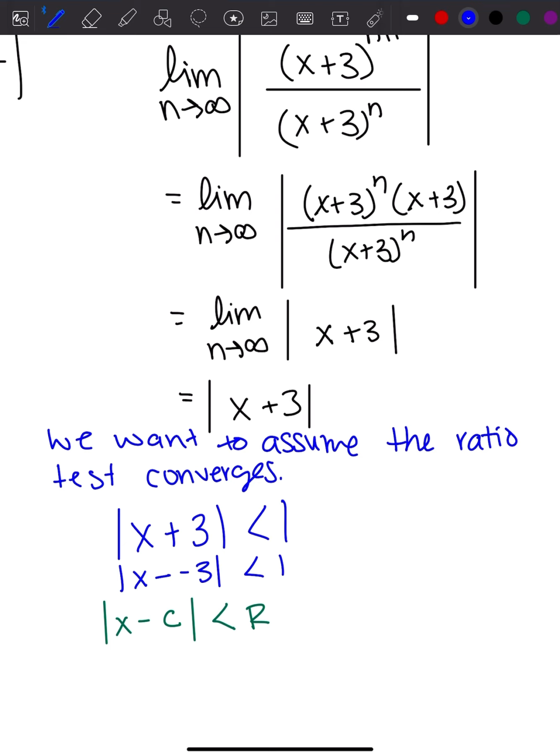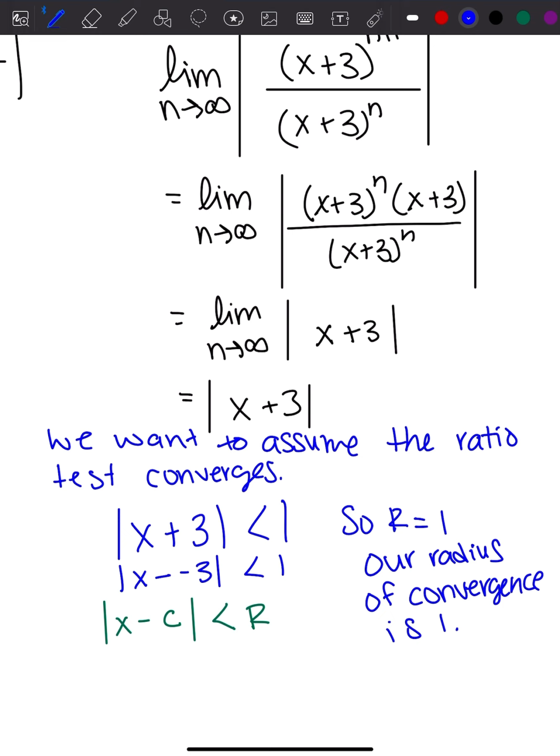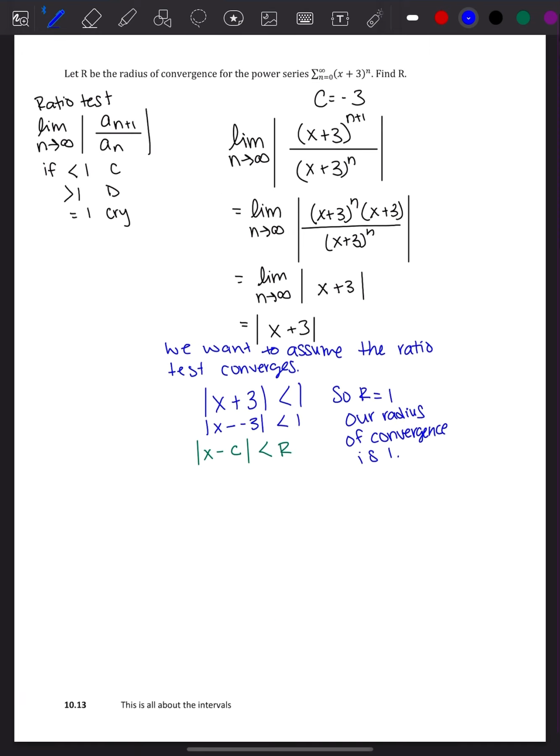is less than 1. Because those are written in the same format, I know that R is going to be equal to 1. So our radius of convergence is 1. It's not asking us for anything to do with our interval or anything like that, so we're done at this point. We just needed to find that value.